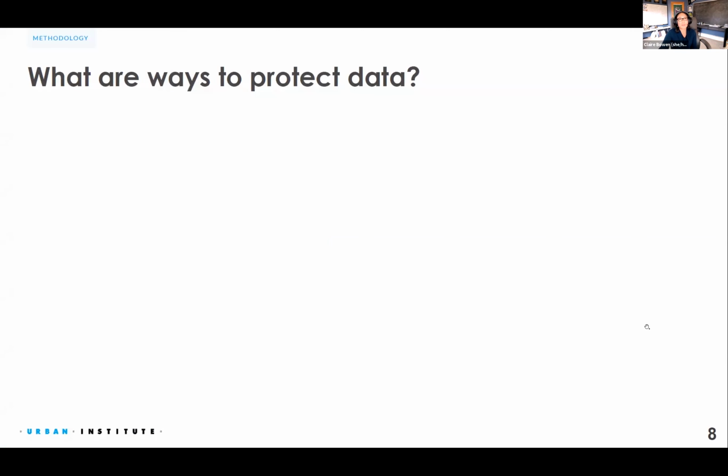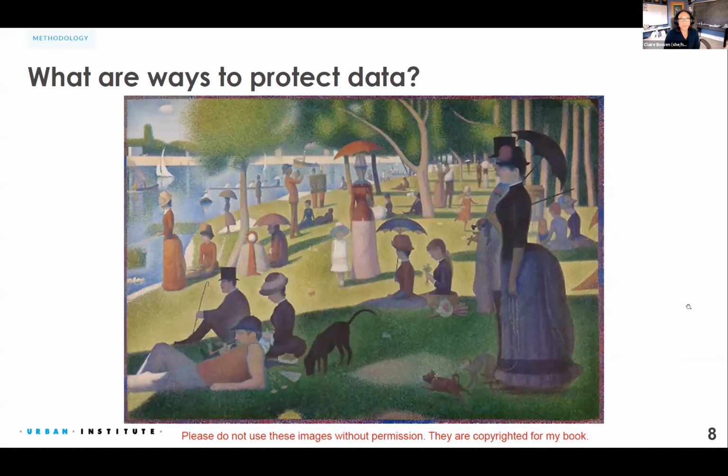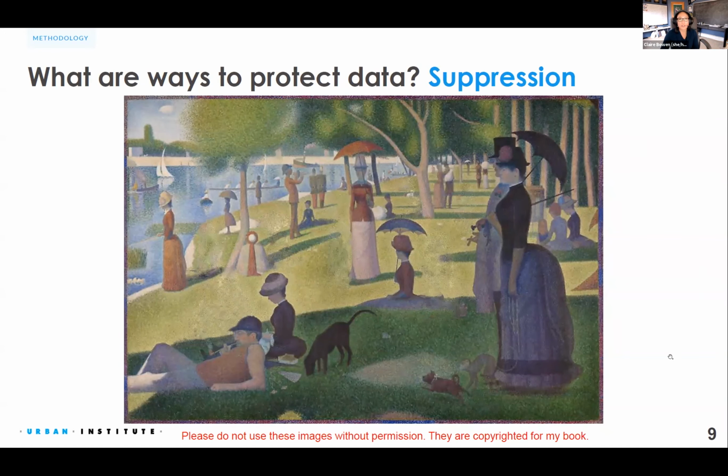So what are the ways that people protect data in order to do the public release side? That's the public published file that I was talking about earlier. I like to use this painting example to help explain the ways that we alter data. This is a very iconic painting, and everybody knows the figures in the park here. Just imagine this is our confidential data, and how are we going to alter it? One of the easiest ways is suppression.